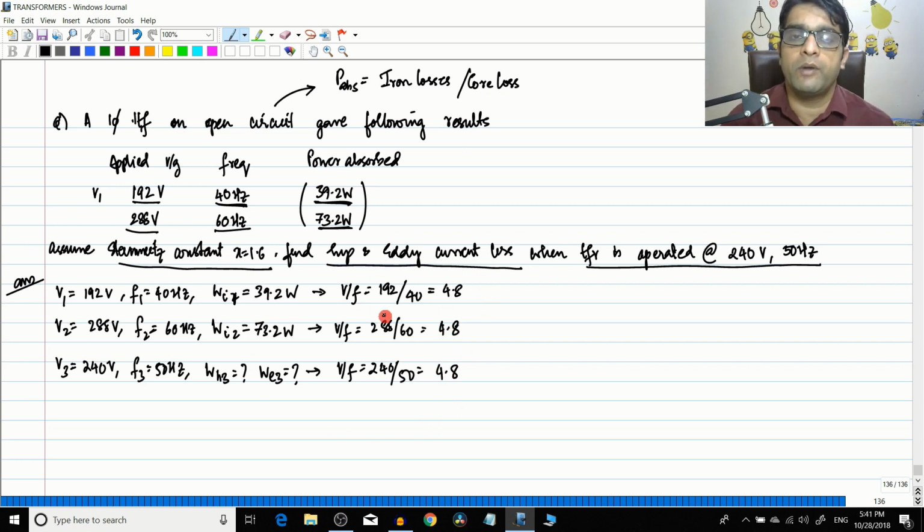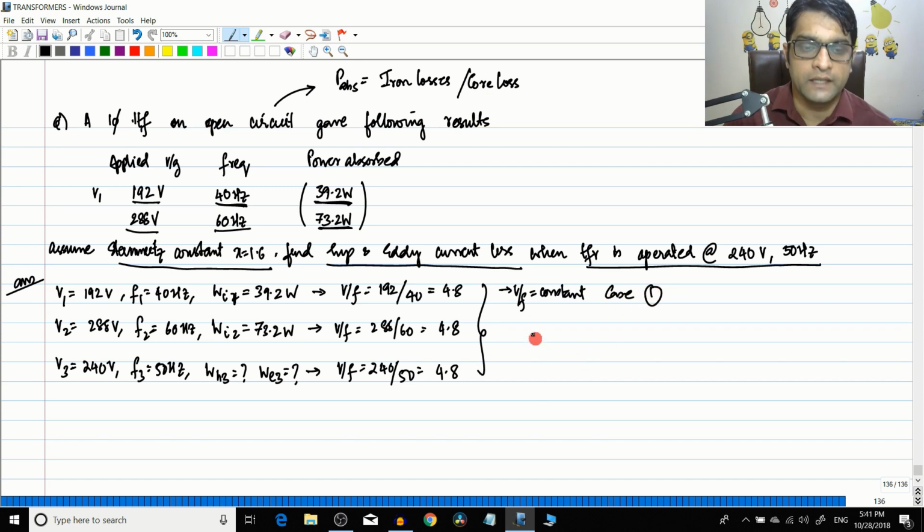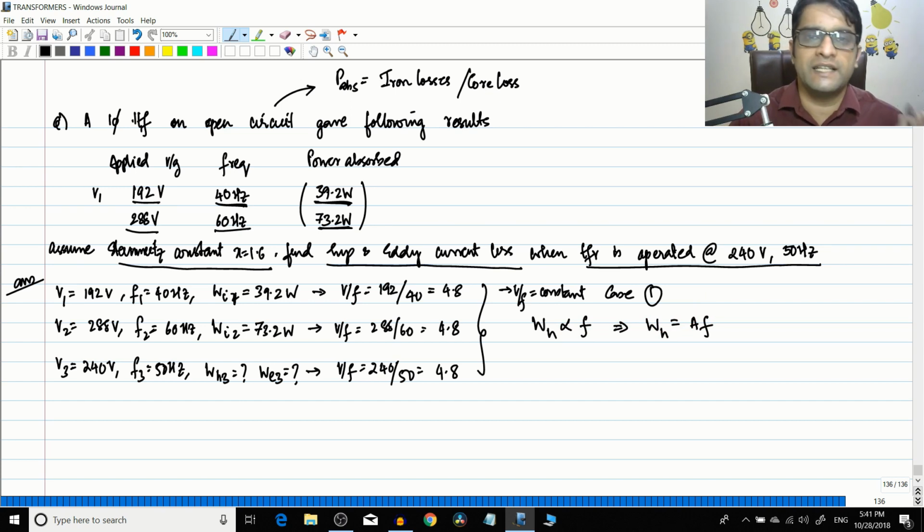So the entire problem is coming under case 1, where V by F is equal to constant. In case 1, we know that WH is proportional to the frequency. That means I can write WH is equal to A into F. I am using the A and B method in this particular problem because that is a little bit easier for this.